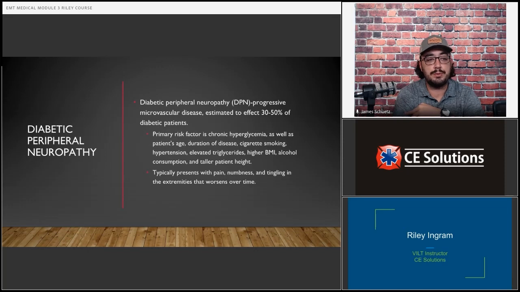It typically presents with pain, numbness, and tingling in the extremities that worsens over time. My wife had a patient, or a student, last year at her junior high. She's at elementary school now. She's got no diabetic patients, so that's comforting.